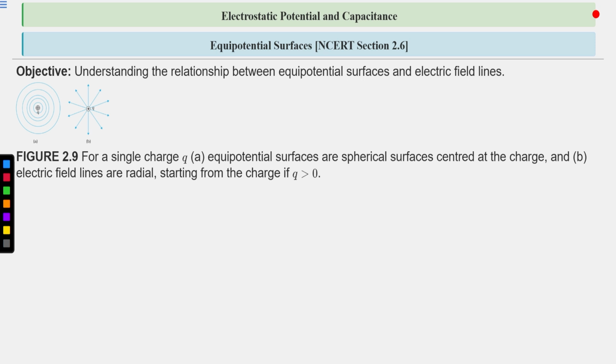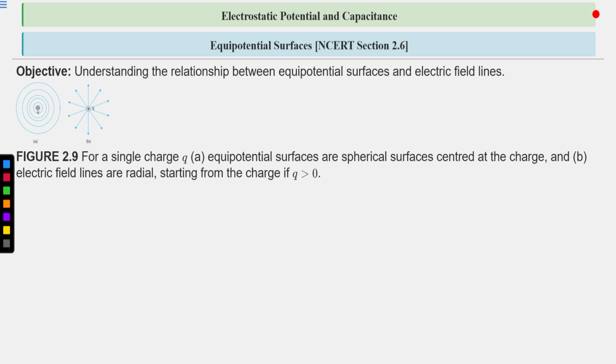Sphere. Because in any direction from this positive charge, if we take any constant value for R and move in any direction and mark that R, and if we form a surface from this, the locus of all these points will become a sphere.